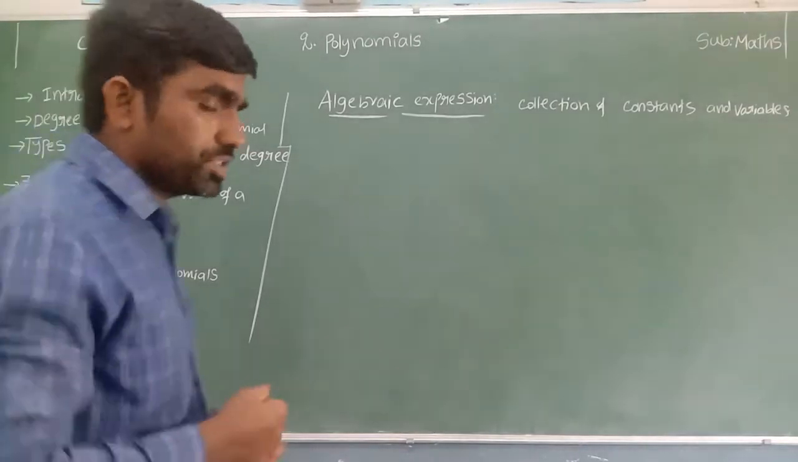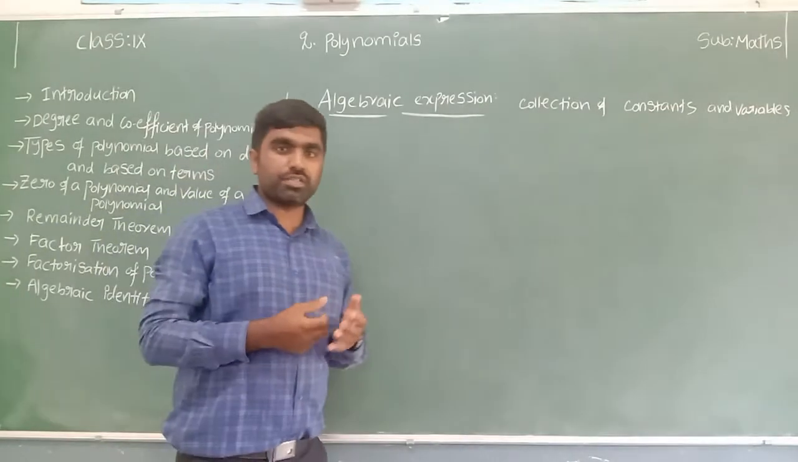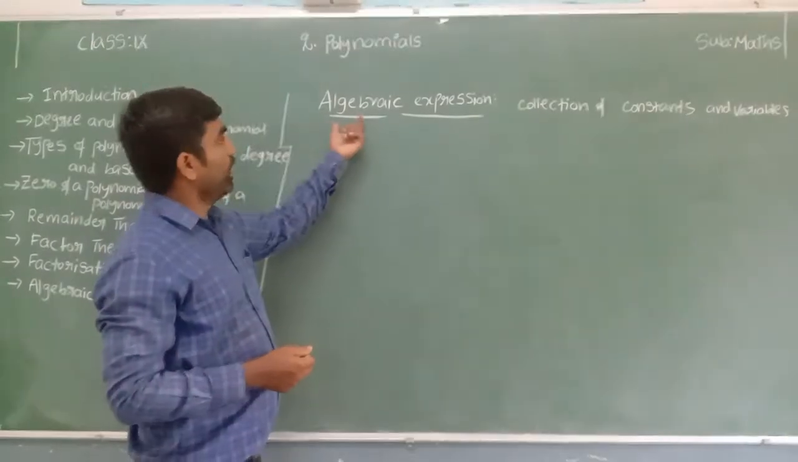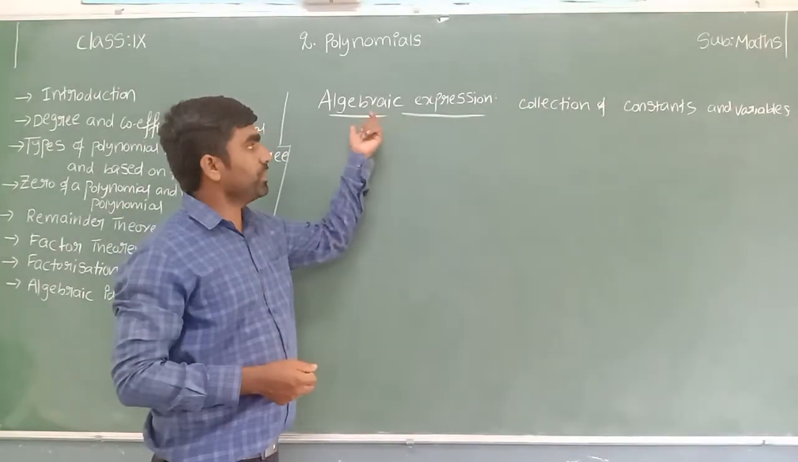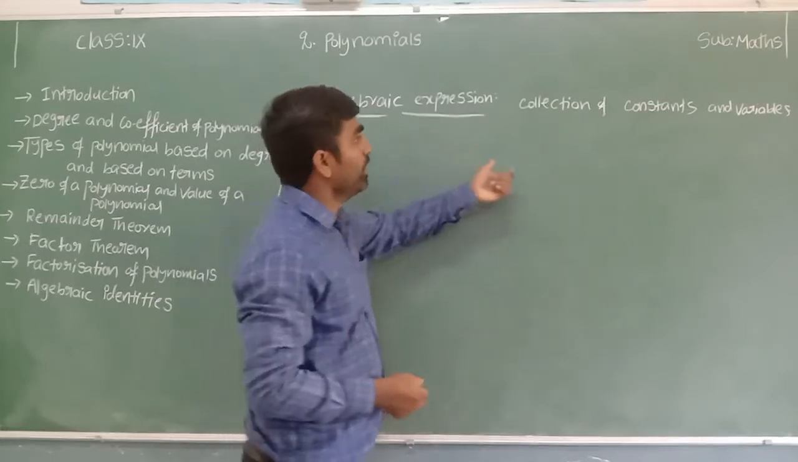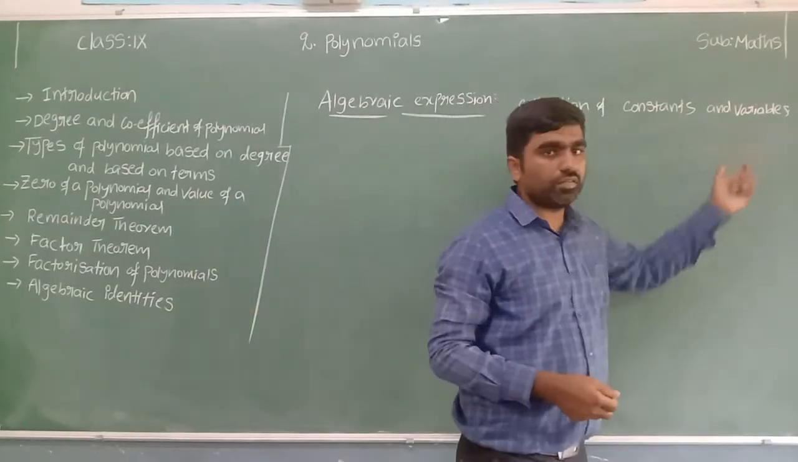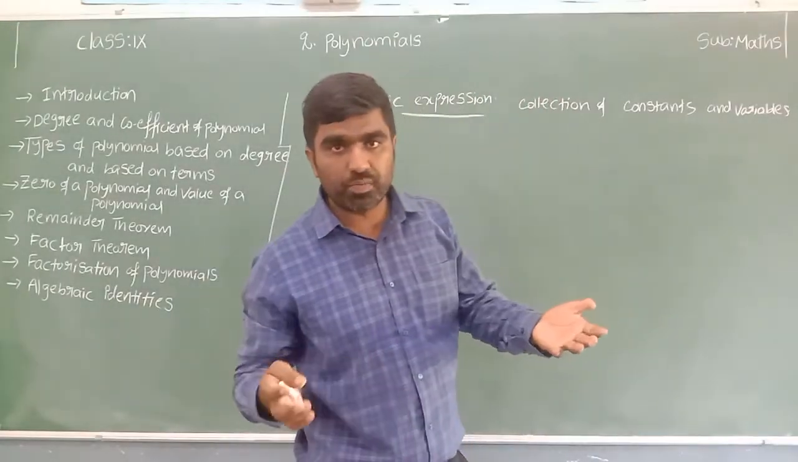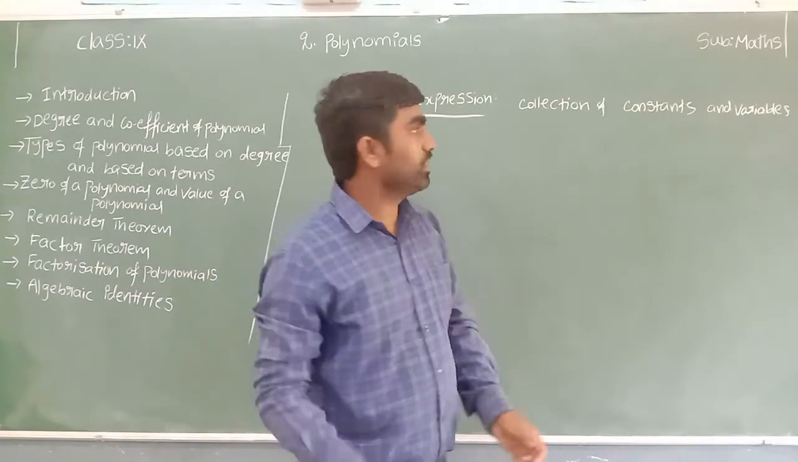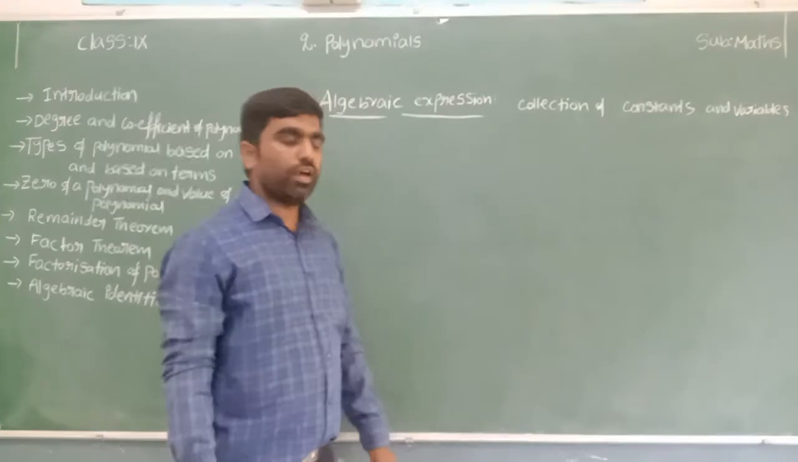Children will learn what is meant by constant, what is variable, and how we can represent them. Now we'll see the continuation: algebraic expression. What is meant by algebraic expression? An algebraic expression is nothing but a collection of constants and variables. Just now we learned constants and variables. So by combining these constants and variables, the collection of these is called an algebraic expression.